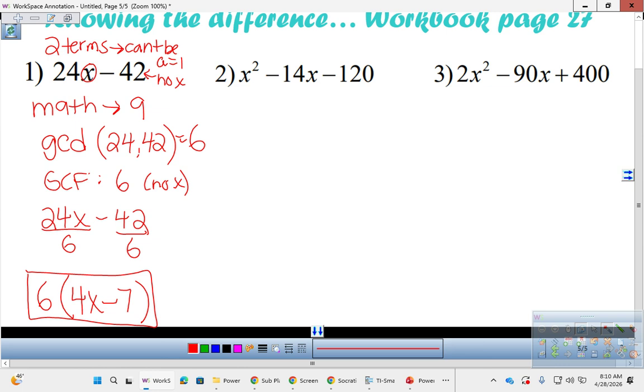You identify the GCF. Sometimes it has an x, sometimes it doesn't. And then once you identify the GCF, you divide it out. It doesn't go away, it goes to the front of the parentheses.